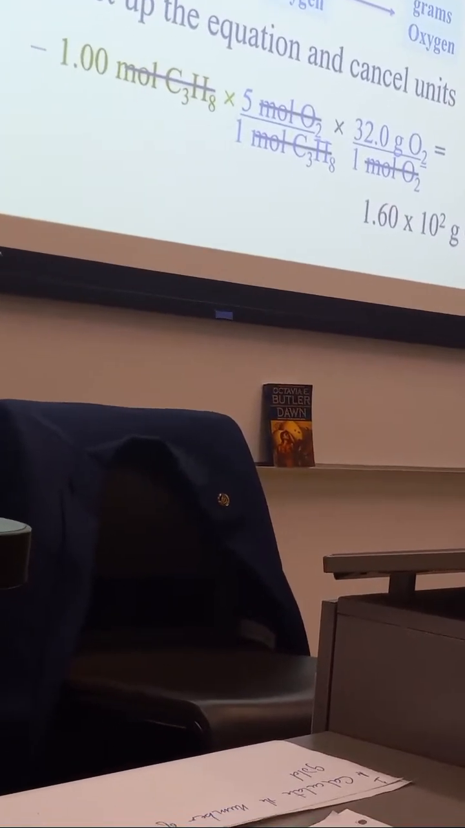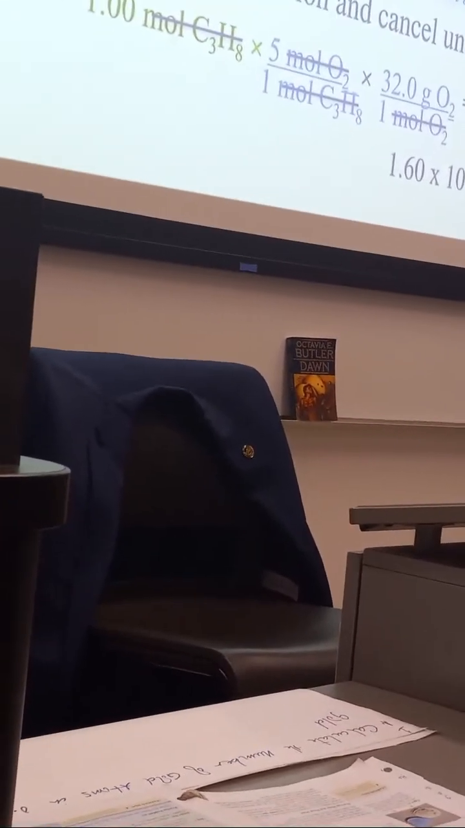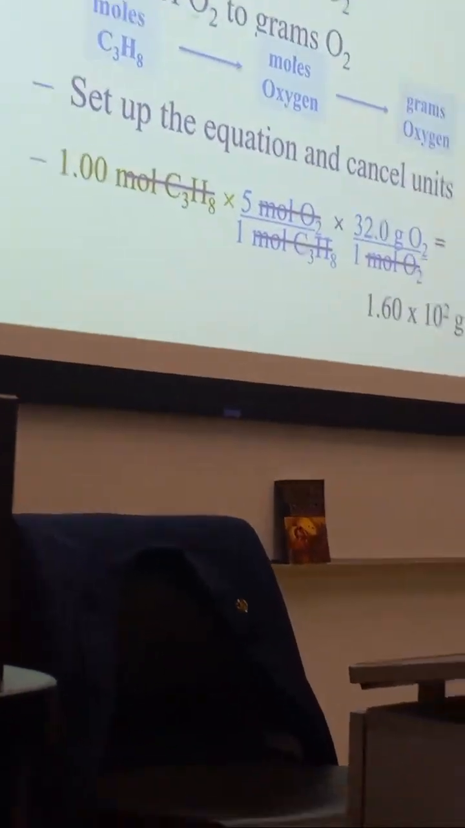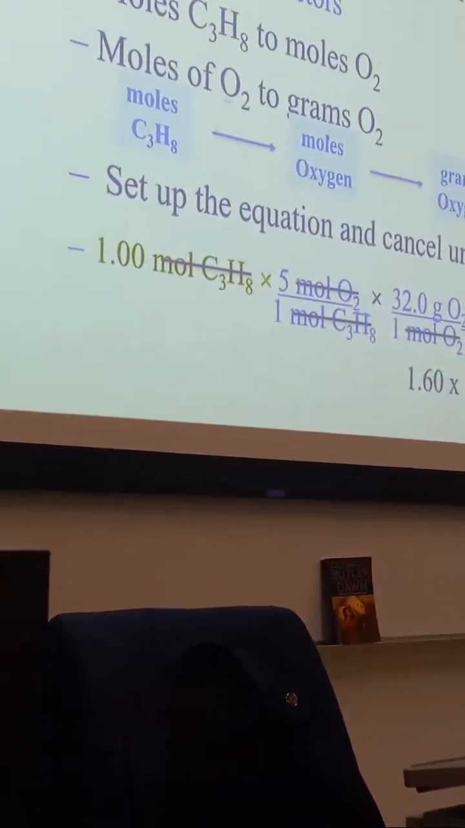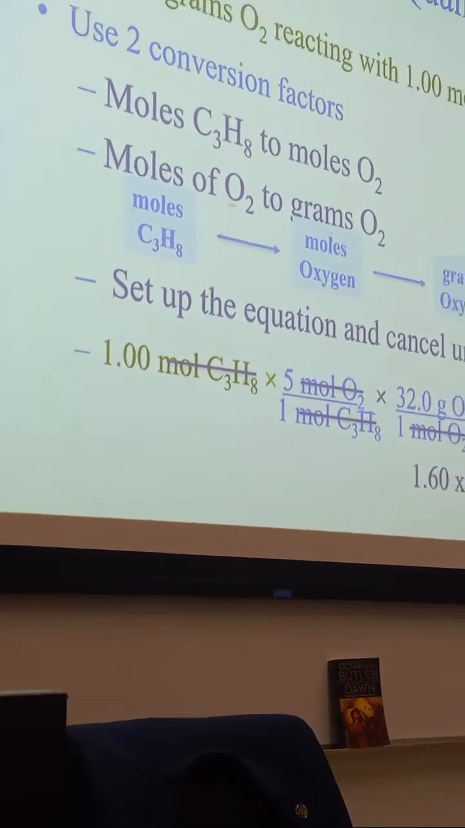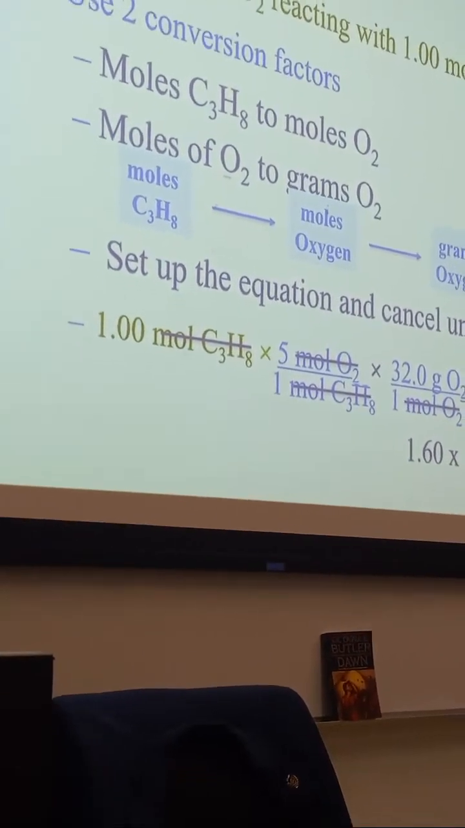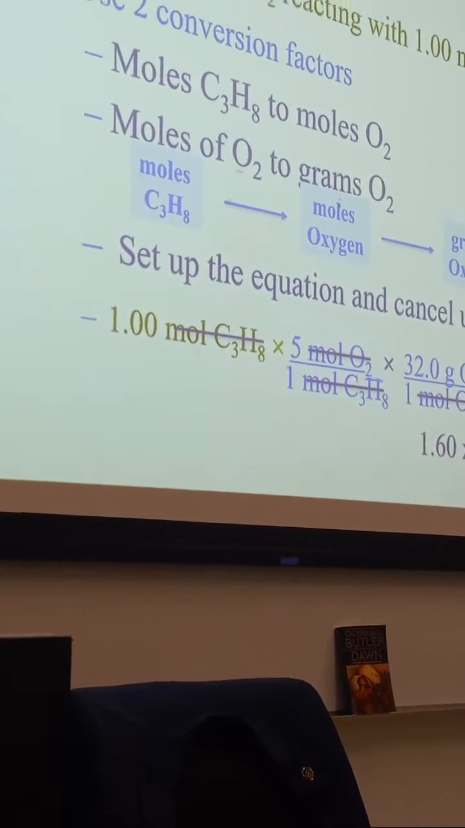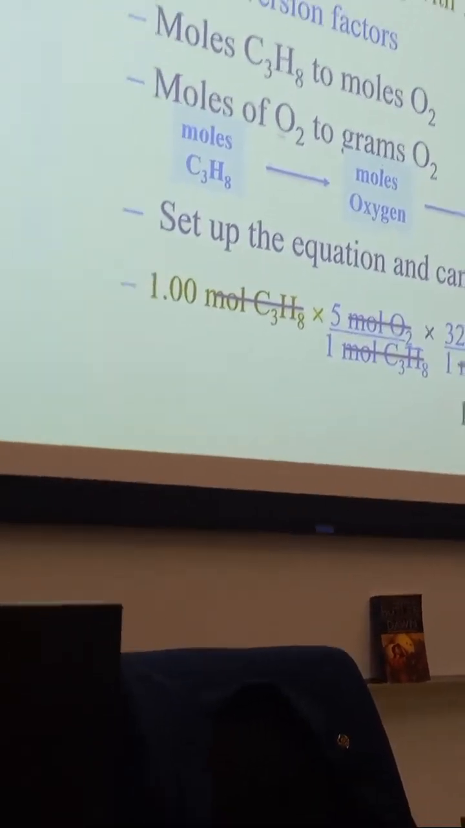I just have a question. You said the 5 in front of the O2 is the moles of O2 in the reaction? Yeah. Okay. And we're trying to find grams of O2, right? But we have to start this way because the equation speaks in moles. Everything has to be done in moles and then converted to grams.